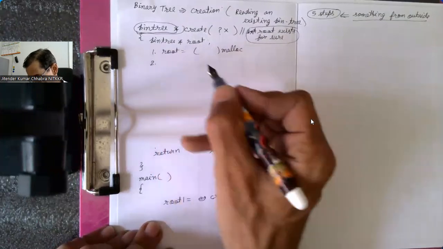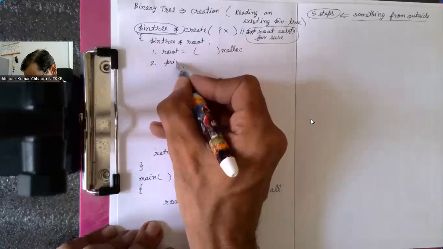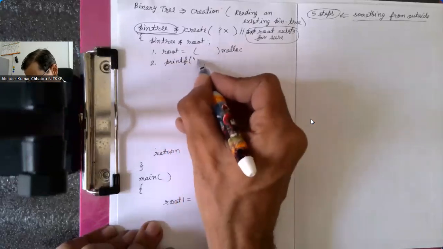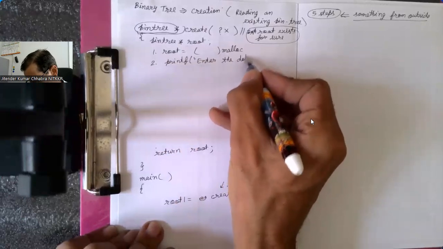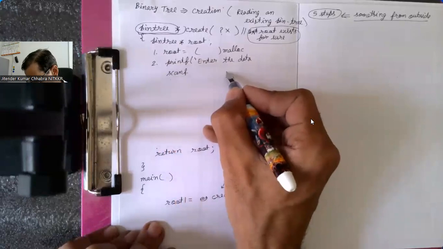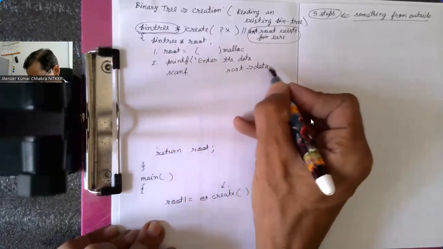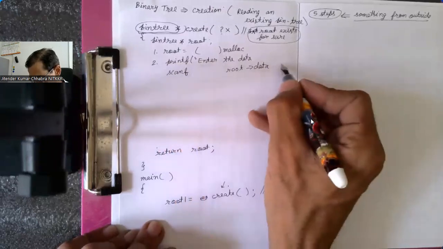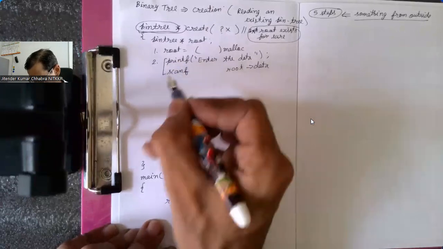Second step, reading of the data. So I may say printf, enter the data, so that I get a message that some data is to be entered. And then I will have the scanf for the corresponding root arrow data with proper syntax, or a separate variable taken, etc. So all that happens as the second step.